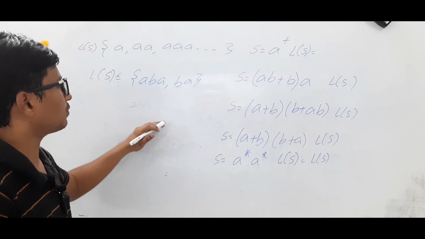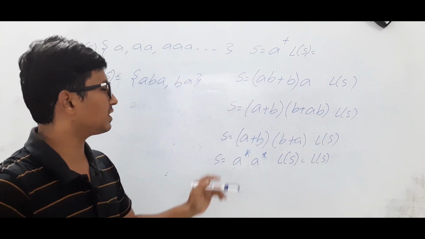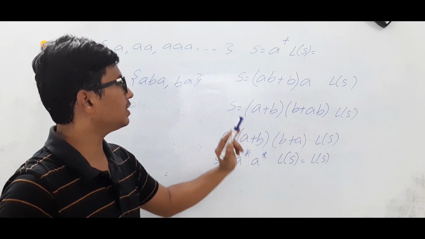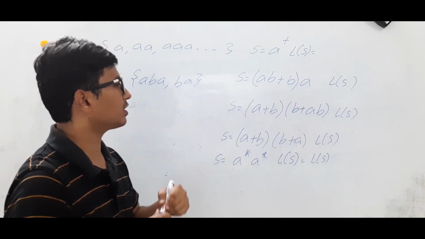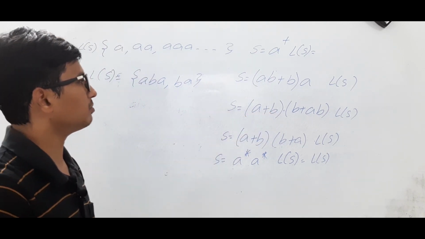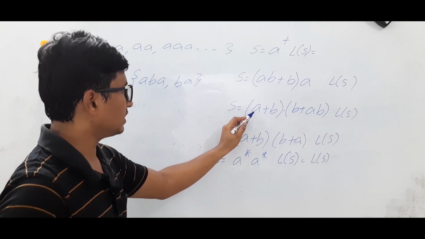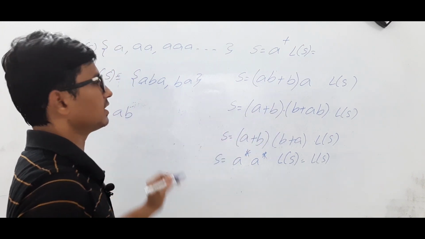Now we'll see another one. (A plus B), (A union B). See, if I read it as plus, don't worry, it is a union. Okay, (A union B) concatenated with (B union AB). In between them, I have a concatenation. So first we will perform the concatenation. Now A concatenated with B, you will get the string AB.